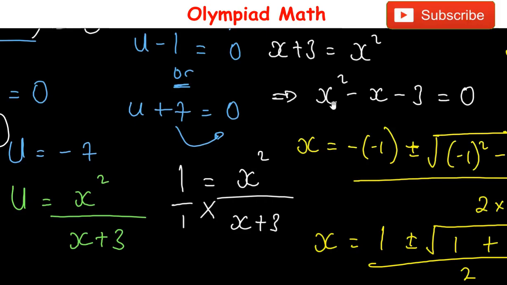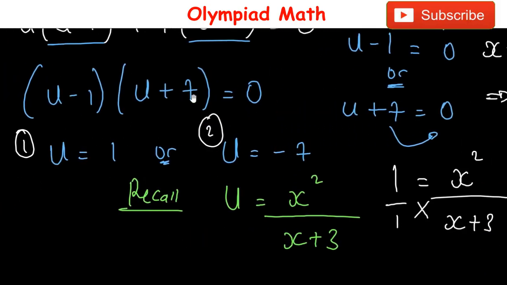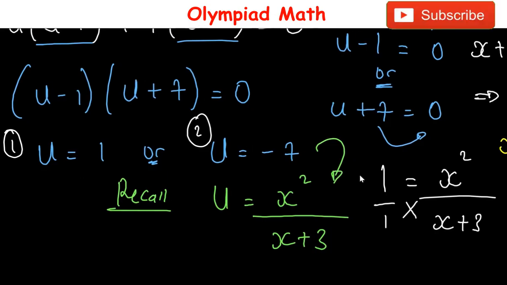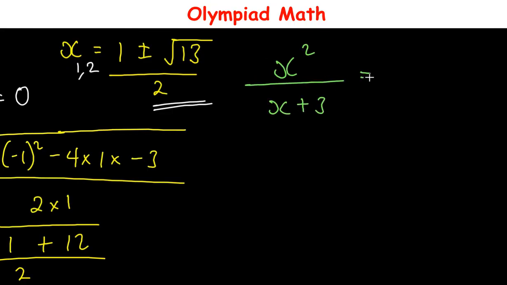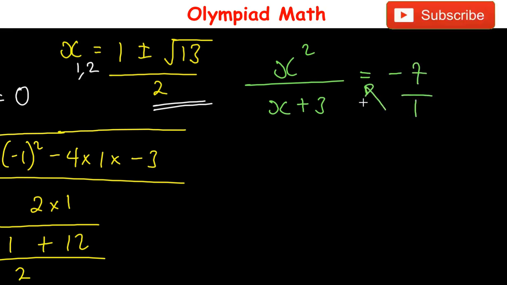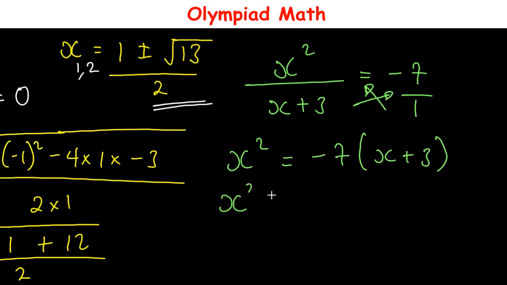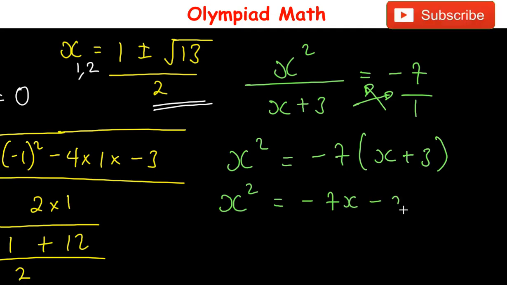Meanwhile, for the second case, when the value of u is equal to minus 7, and we put the value of u into this given equation, we have x squared over x plus 3 equal to minus 7. So we can then cross multiply. Okay, 1 will multiply x squared is equal to minus 7 times x plus 3. So x squared is equal to minus 7x, then minus 7 times 3, 21.